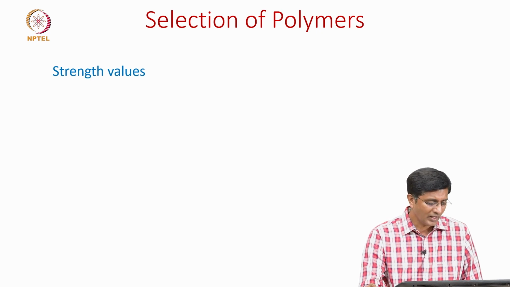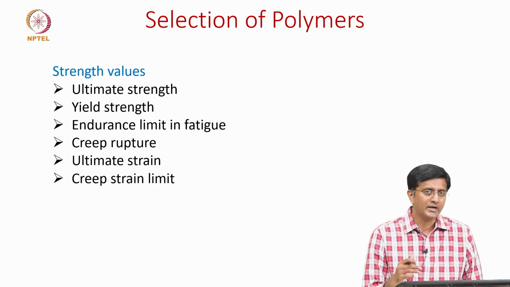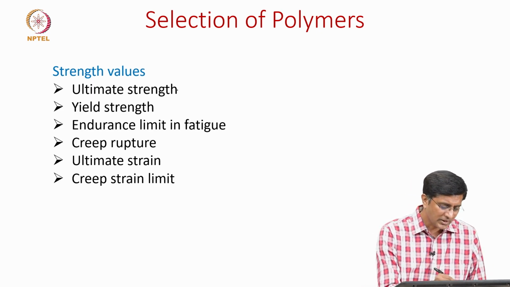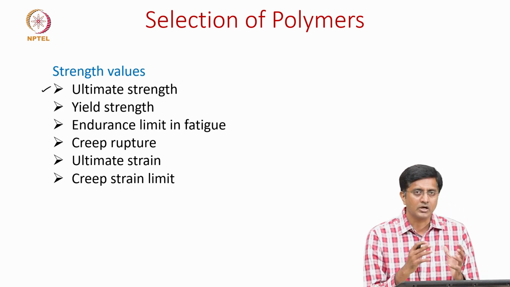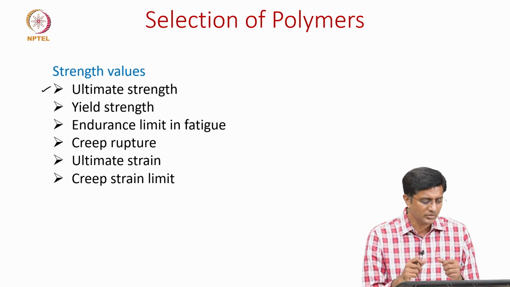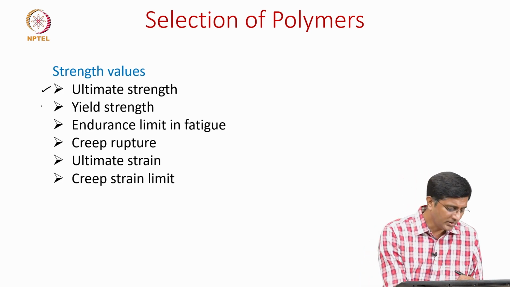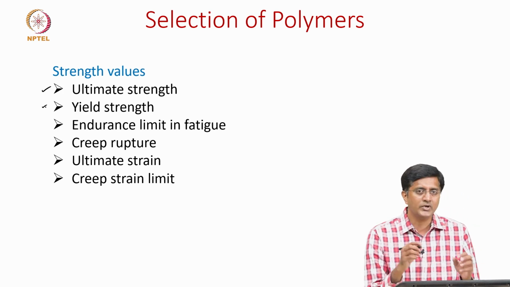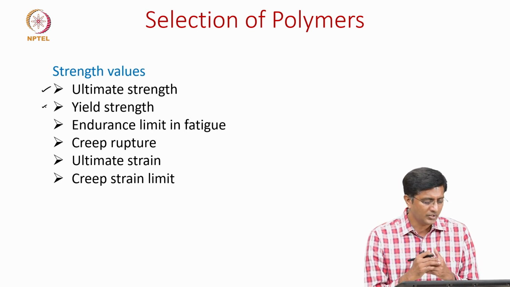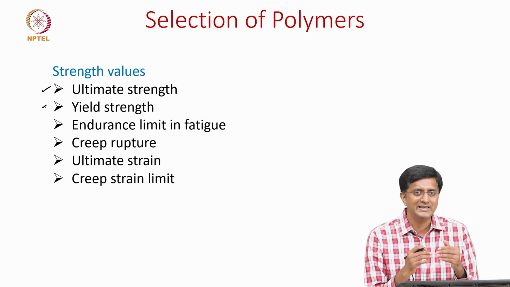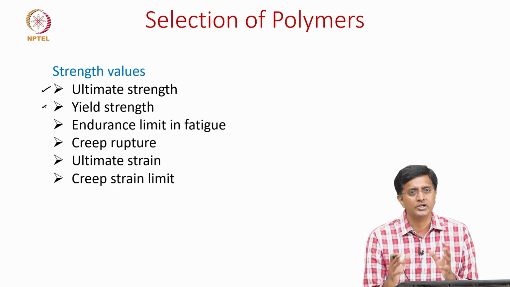So, what are the values we are looking at? We are looking at a series of values starting with ultimate strength. Let us say the kind of failure which is more important is the complete failure, then we look at ultimate strength. But there are some applications where even the change of shape is critical. Then even before we look at the ultimate strength, we also look at the yield strength, so as to make sure the component does not deform plastically.